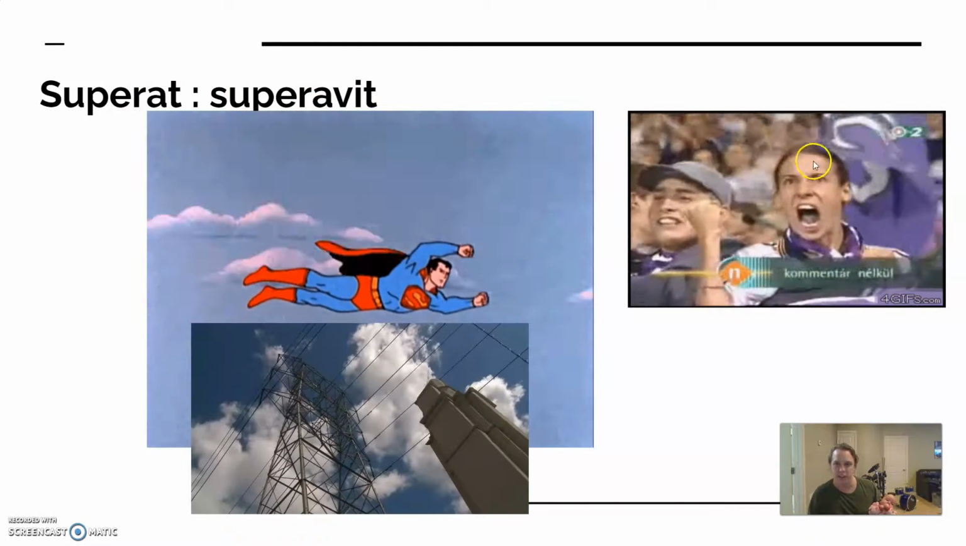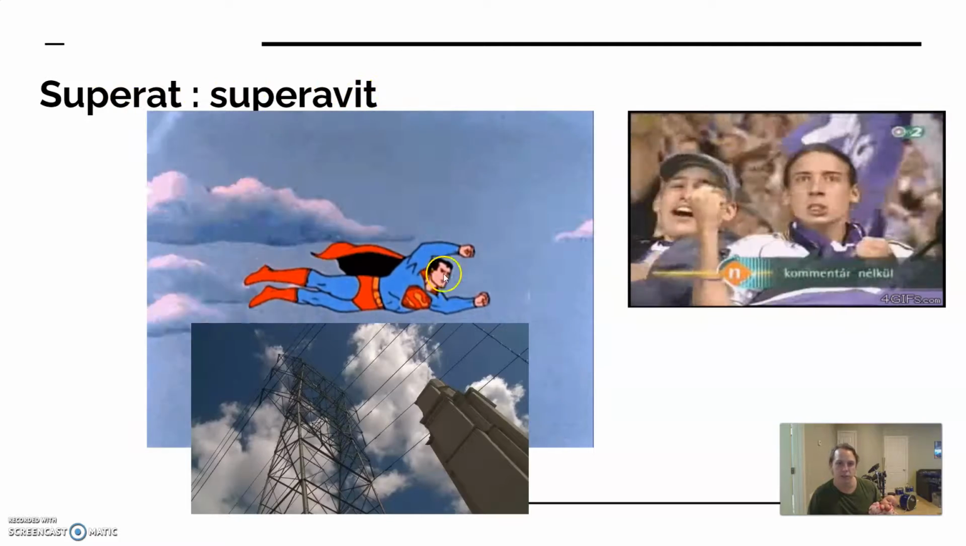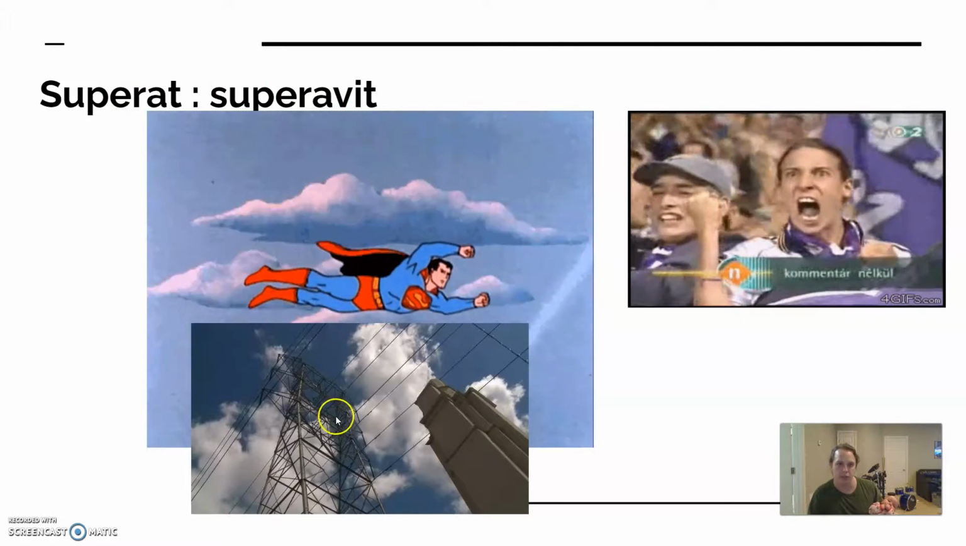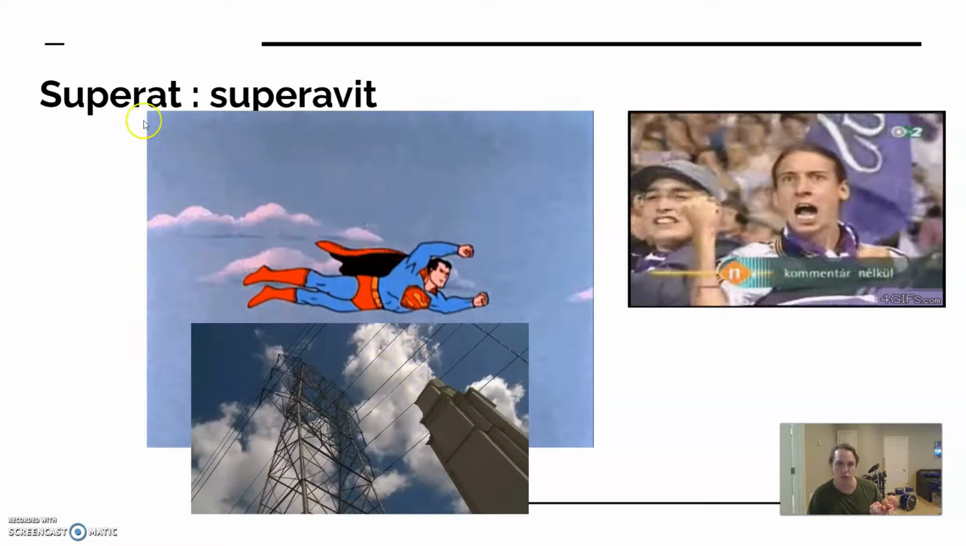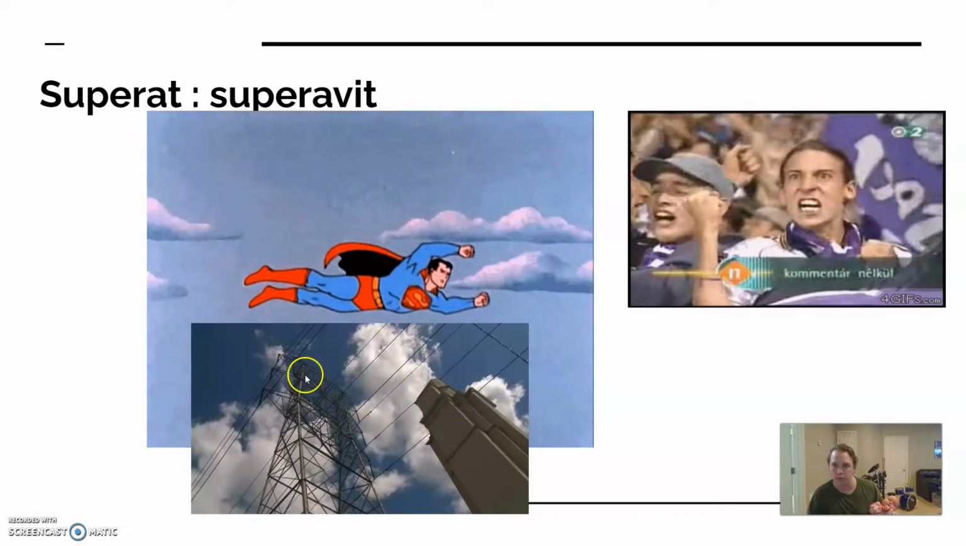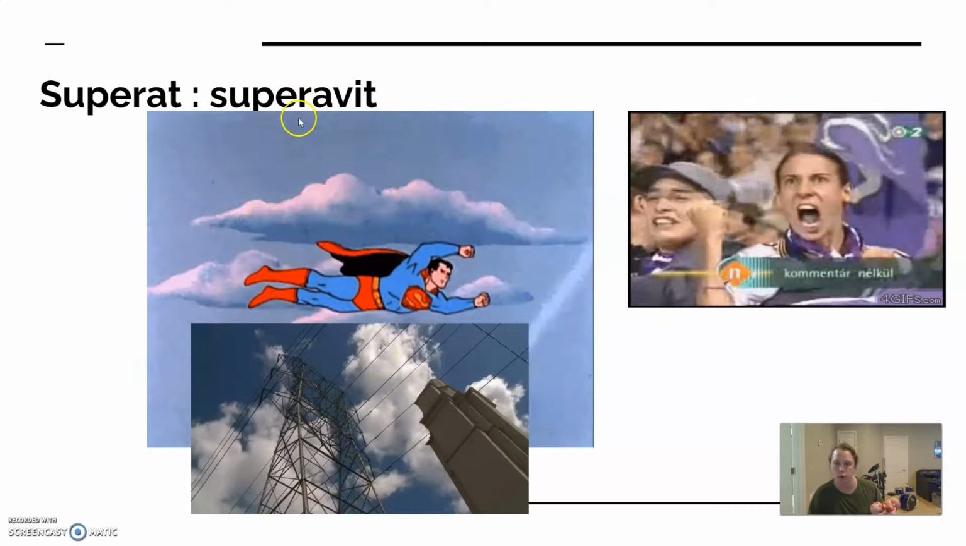Then we got superat and superavit. I just like this guy's face. Superat, superavit. Where is Superman? Superman is over the power lines, right? Superat means to overpower or to overcome. Superavit means overpowered or overcame.